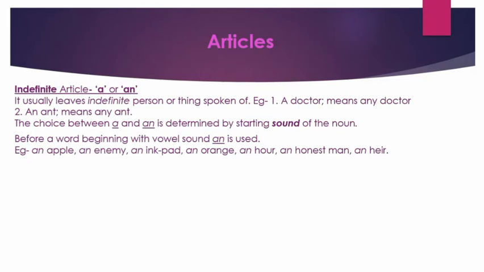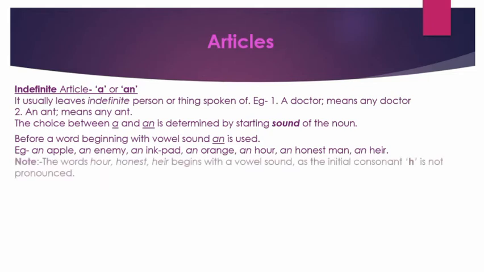Examples are as follows: an apple, an enemy, an ink pad, an orange, an hour, an honest man, and the last one, an air. You have to make a note of this point. The words hour, honest, air begin with a vowel sound, as the initial consonant H is not pronounced. It is silent there.